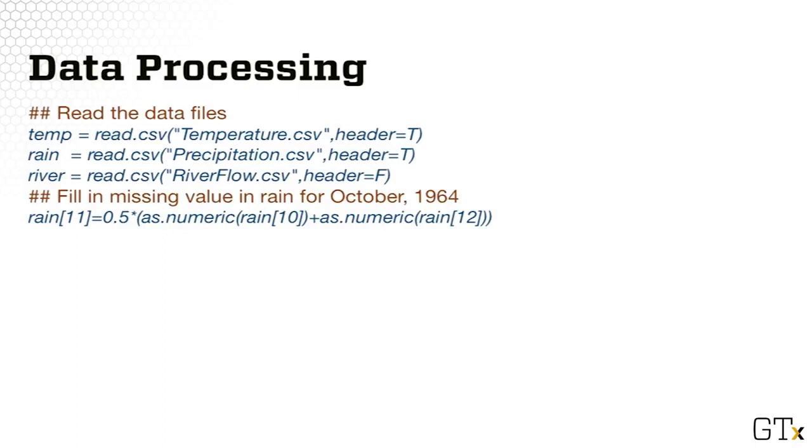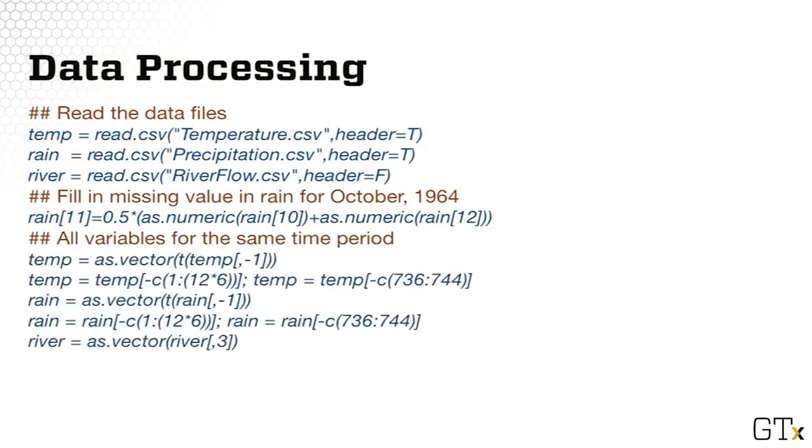First, we're missing one observation in rainfall for October 1964, which we will replace with the average of the neighboring observations, the average between September and November. Next, we remove the first 6 years from the temperature and rainfall data. We also have data until July 2017 for temperature and rainfall, but river flow only until March 2017. Thus, I remove the last four values in the temperature and rainfall time series also.